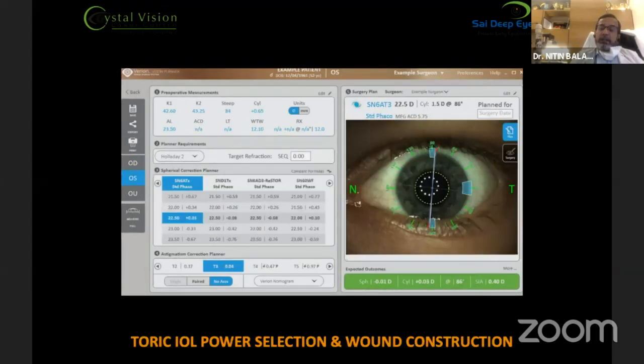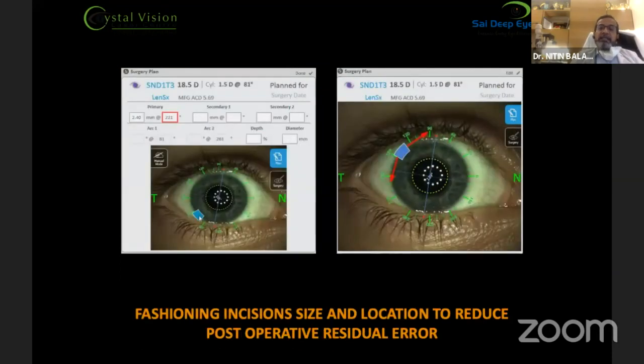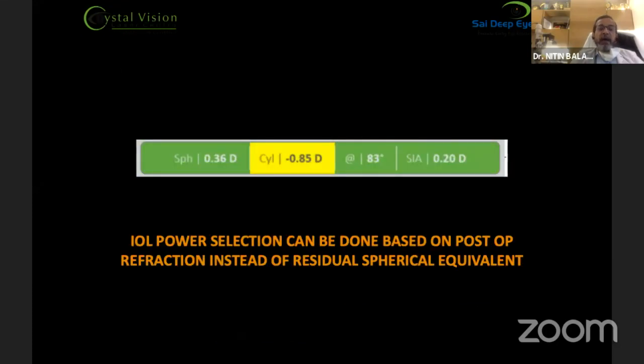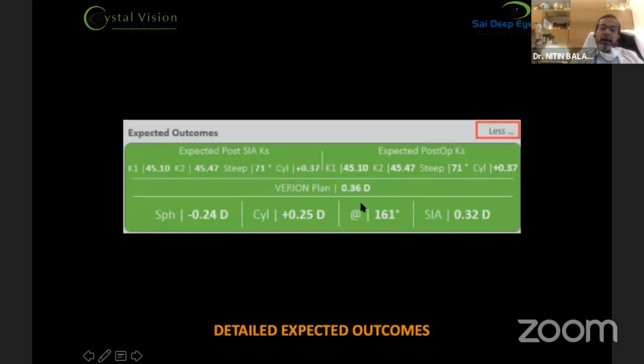At the same time, we can also select the right toric IOL power and the wound construction. One can change the residual cylinder by moving the main incision to either side of the horizontal, and this helps us to reduce the residual astigmatism after the toric IOL surgery. The IOL power selection here with the Verion is done not only on a spherical equivalent like in a normal optical biometer, but it gives you the post-operative refraction. Like here, it shows the sphere and the cylinder and the axis of what would be left behind after the surgery. It also gives you the expected post-operative SIA case.